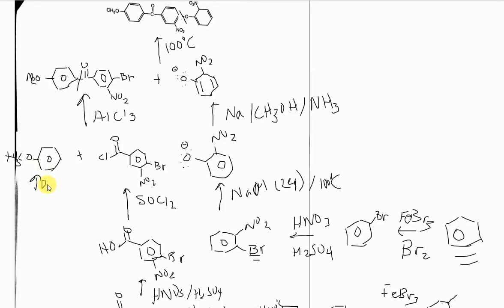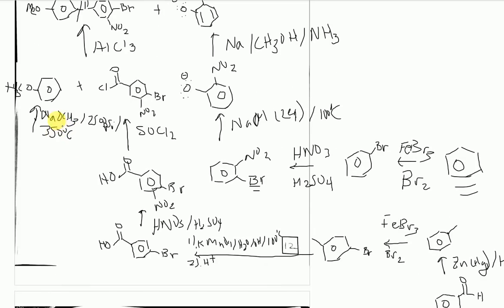So I just use NaOCH3, right? And then I use 2500 psi, 350 degrees Celsius, right? And I have to do this because it's a lone OCH3 with nothing on the ring, okay? So I actually have to make the OCH3.